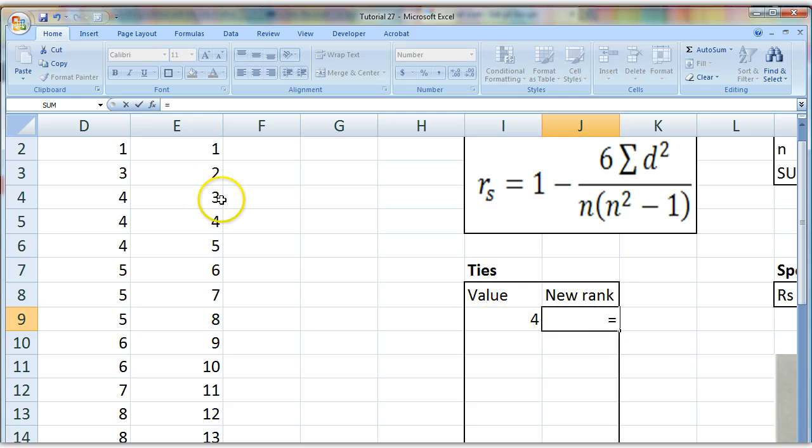And what we're going to do is we're going to add 3 plus 4 plus 5. Now in this case, I'm going to write parentheses and I'm going to write in the numbers 3 plus 4 plus 5. And then I'm going to divide it by 3, which is the total number of numbers we're comparing.